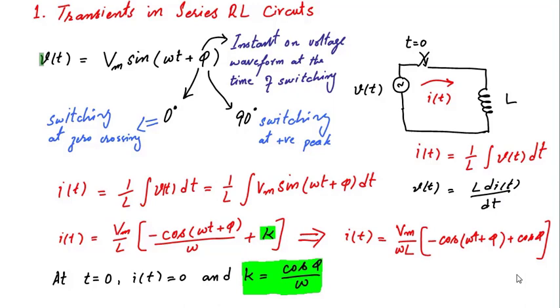Here in this equation, this factor cos phi is known as the DC offset, and you can see its value depends only on the angle phi, which I initially defined as the instant on the voltage waveform at the time of switching. When switching took place at the zero crossing of the voltage waveform, phi was equal to 0, so cos phi was 1, and we have the maximum DC offset with magnitude equal to Vm over omega L. On the other hand, when switching took place at the positive peak, this angle phi was equal to 90 degrees.